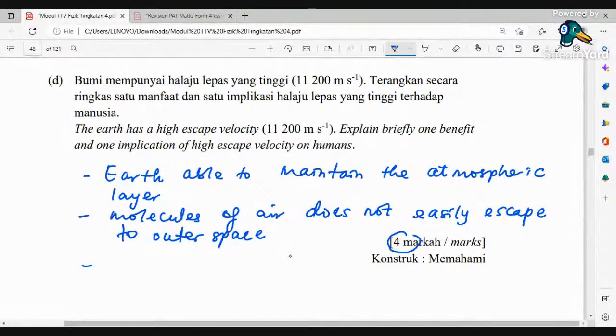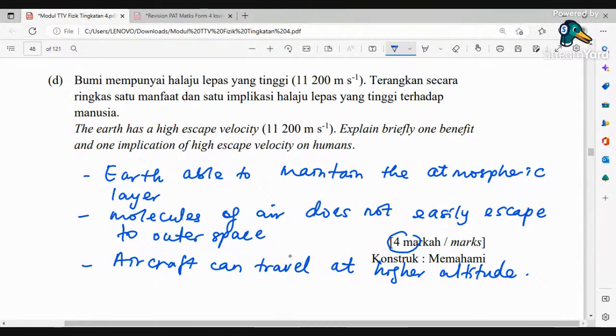Okay. Another advantage is aircraft can travel at higher altitude. Okay, maksudnya dia tak boleh escape easily walaupun berada di high altitude. So here is only 4 marks.